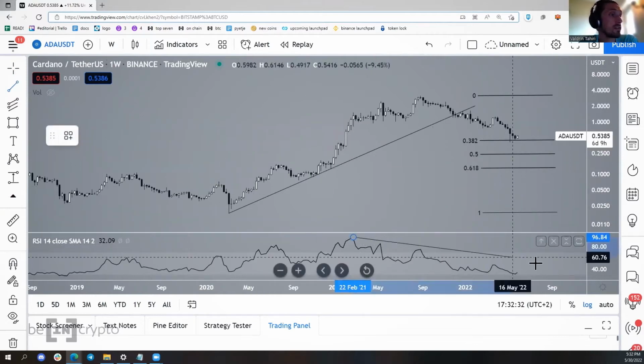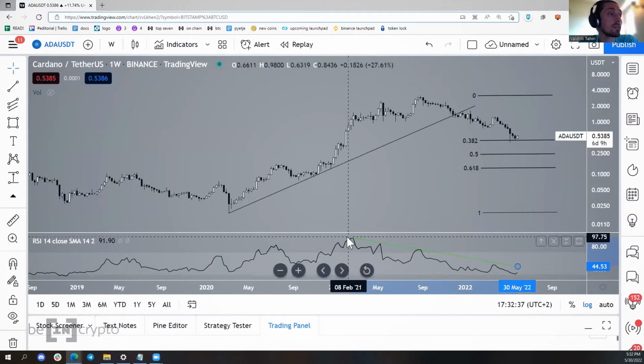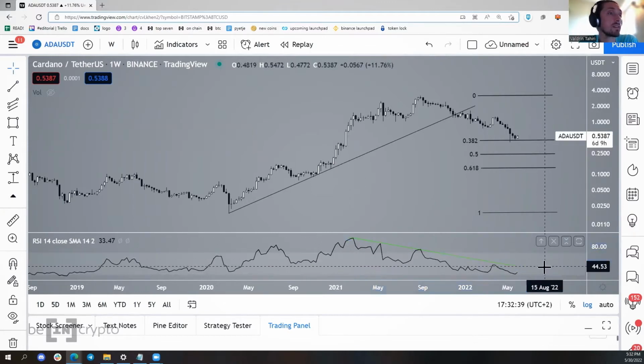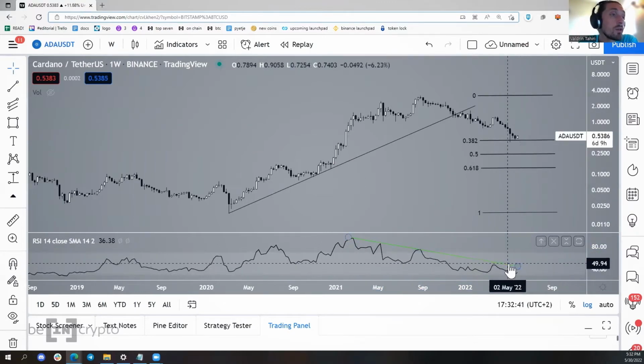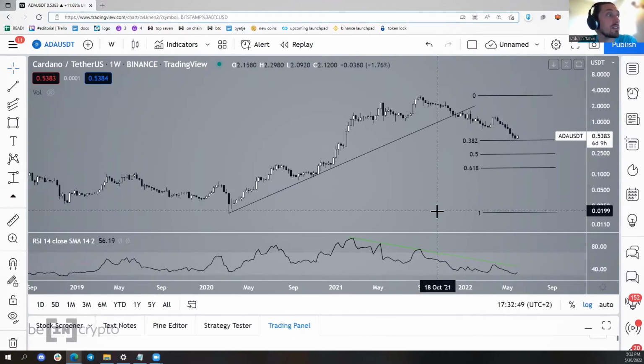But as you can see here, this bearish divergence trend line is still intact. So this one right here, it is still intact. So until it actually manages to successfully break out from it, then we can't really consider that the bullish reversal has occurred.